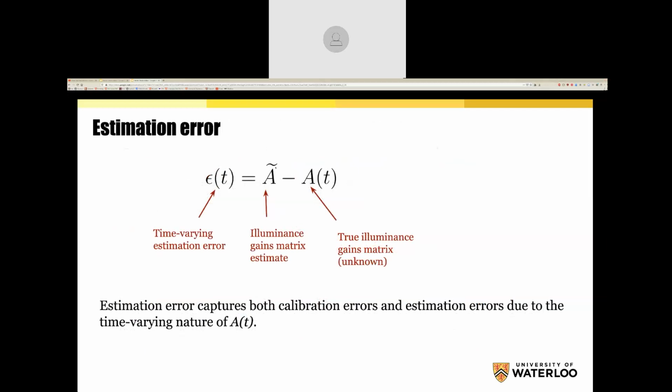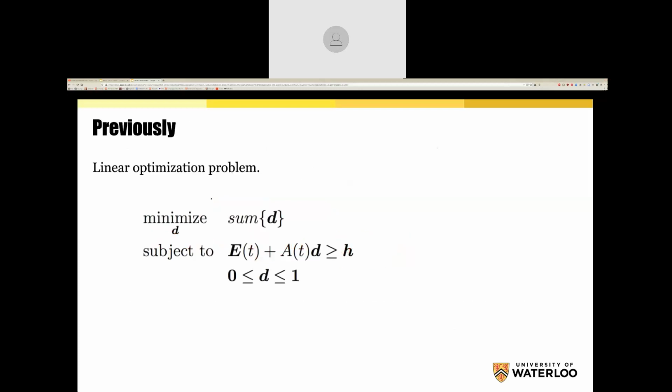So we have the gains matrix A tilde and the actual matrix A, and the difference between the two is epsilon. Epsilon is time varying because, for example, as the bulbs heat up, they produce a bit more light. Also, if somebody enters the room and leaves, there's going to be some extra reflection off of their body onto the sensor. So the A matrix changes, but we may not have measured it properly. There are going to be calibration errors and estimation errors due to the time varying nature of the transfer matrix. And so what we do is essentially convert this problem.